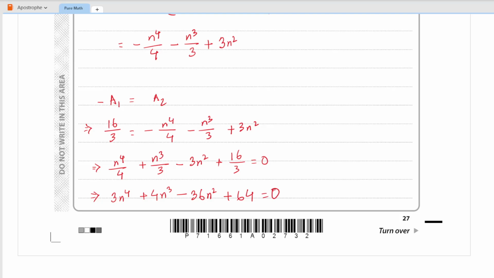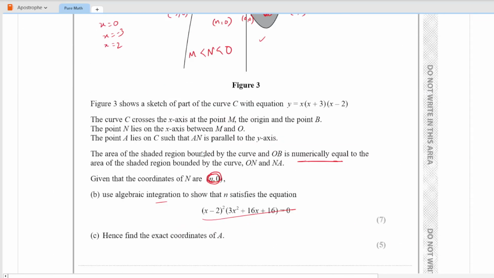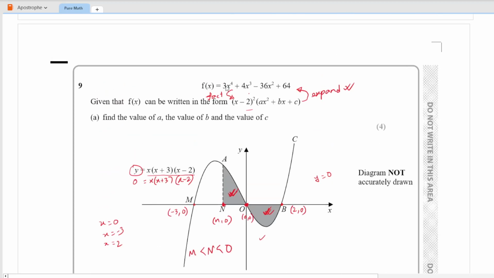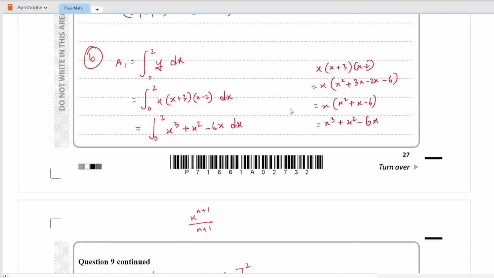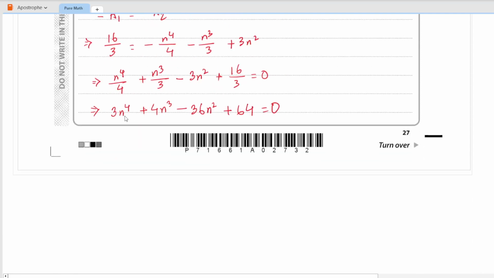And if you look closely, this is the same equation as this one, 3x to the power 4, 4x cubed, minus 36x squared plus 64. 3, 4, negative 36, 64. And there is no n and there was no x. So n satisfied the equation.